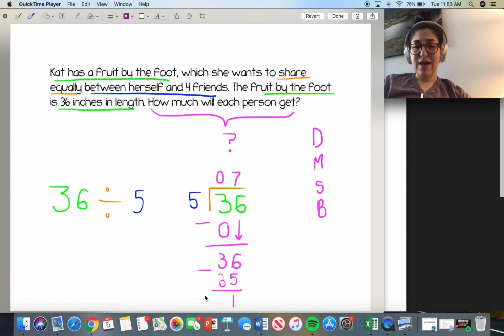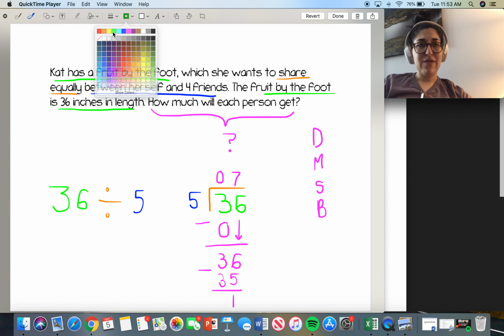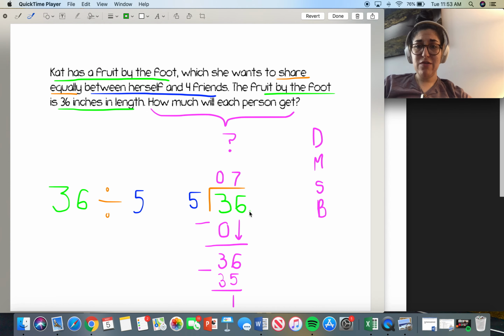And here's the thing. I have something left over here, right? So I need to figure out what to do with that. Now, if you'll remember, after a decimal point, I can put as many zeros as I want. 36 is the same as 36.0. So I'm actually going to use that here. But since I put a decimal point here, I need to remember to also put a decimal point on top of it. I'm lining them up, right?